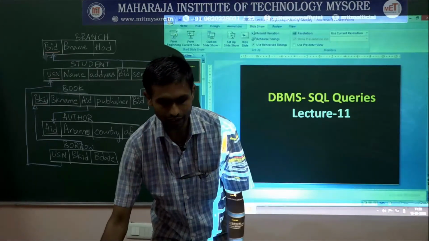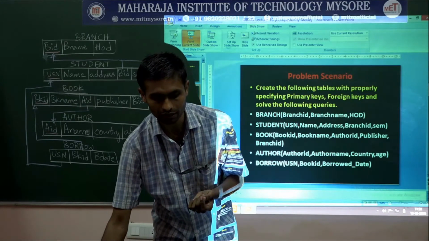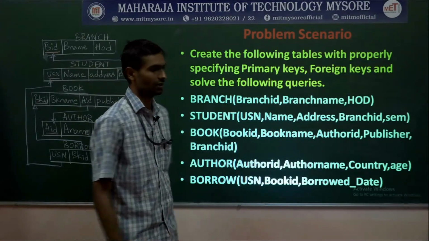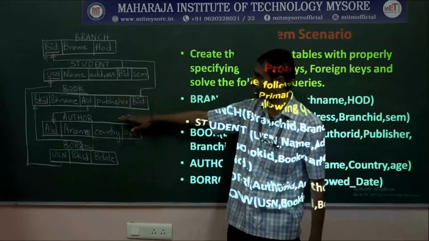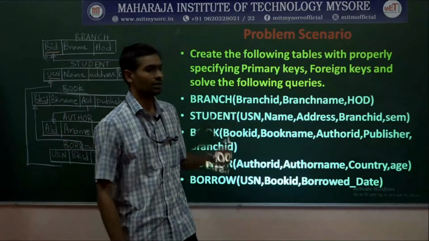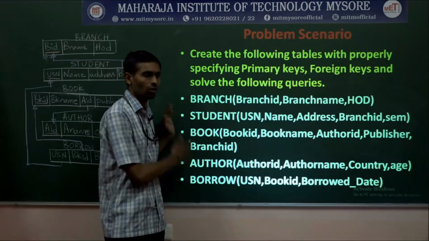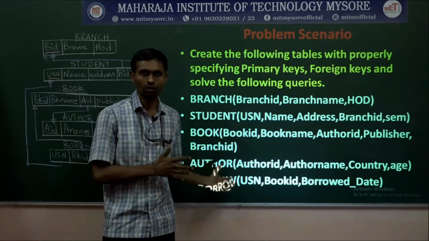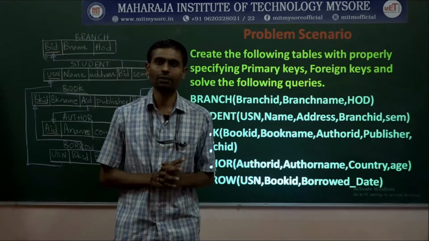Prior to that, I will try to recall the scenario we discussed. It contains these tables: branch, student, book, author, and the borrow table. The story behind all these tables is about a college, or a school you can consider. A college contains many branches.